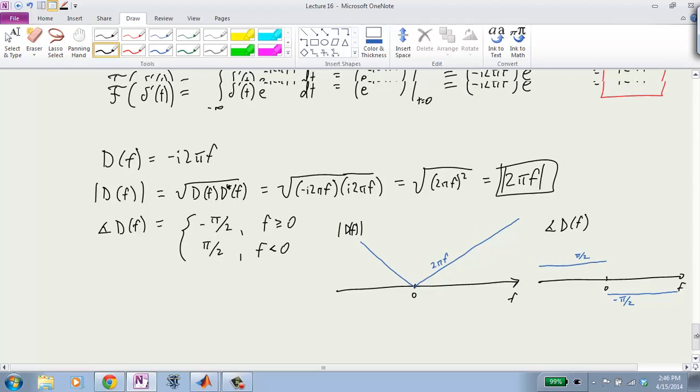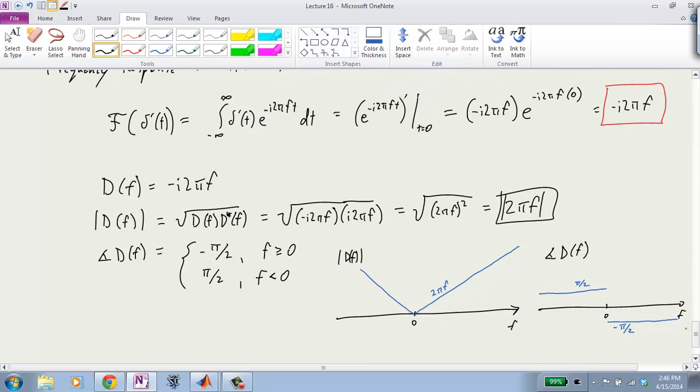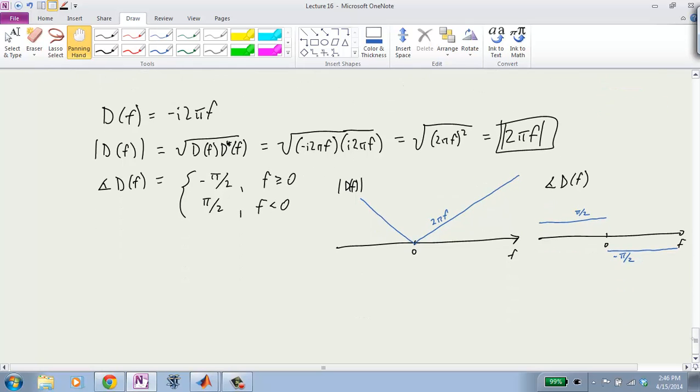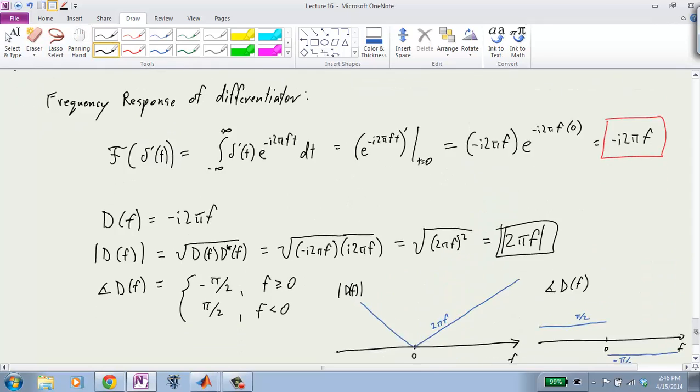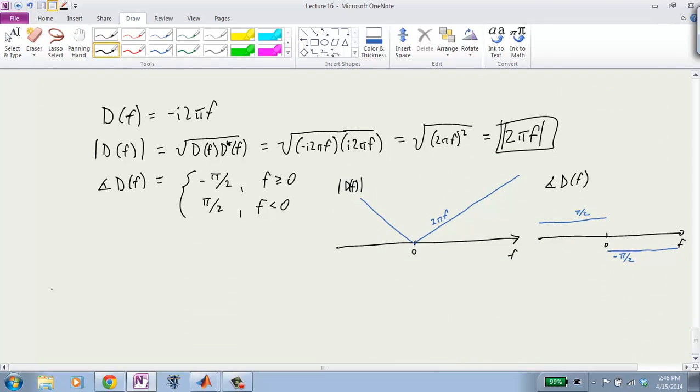But this is interesting because a differentiator you can now think of as a filter, if we want, with this frequency response. It's somewhat of a high-pass filter. It passes everything, but it amplifies higher frequencies more than lower frequencies. That's all it does. Okay. Now, what if we wanted to know, let I of f be the transfer function for the integrator.